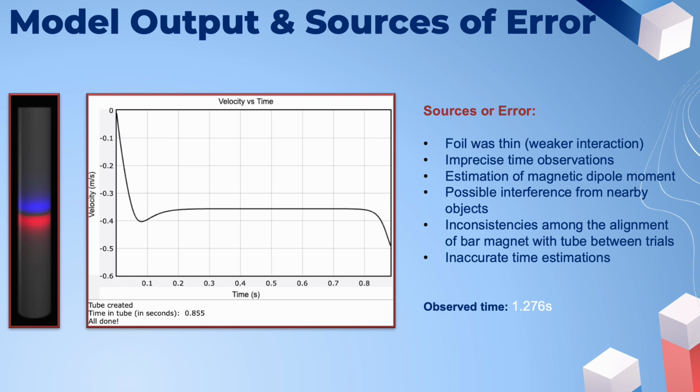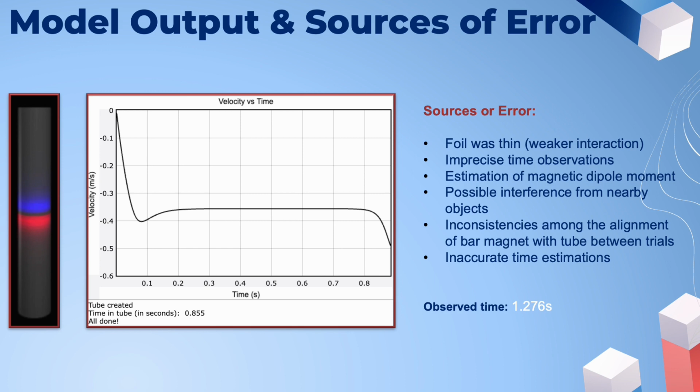Because the velocity is negative throughout the bar's time in the tube, the velocity time graph confirms that the net force on the magnet is in the negative y direction. This tells us that the magnitude of the magnetic force of the tube on the magnet is less than that of the force of gravity.